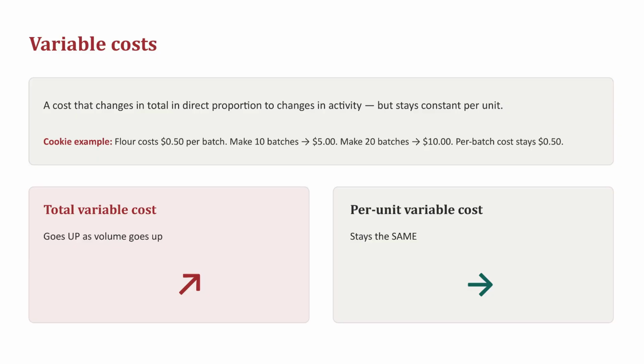Variable costs are the easiest place to start because the pattern is so clean. In total, they change in direct proportion to activity, but on a per unit basis, they stay the same. If flour costs 50 cents per batch, then 10 batches cost $5 and 20 batches cost $10. The total goes up as volume goes up, but the batch cost stays at 50 cents. That is why most direct materials and direct labor costs are variable. The more you make, the more you use.